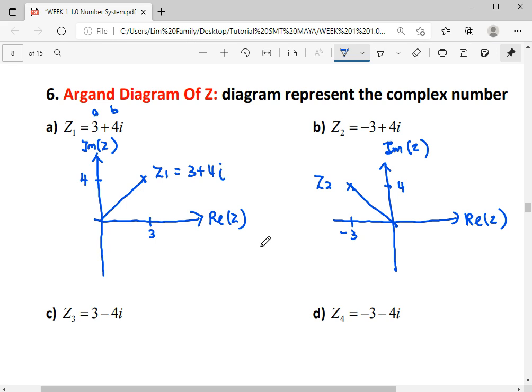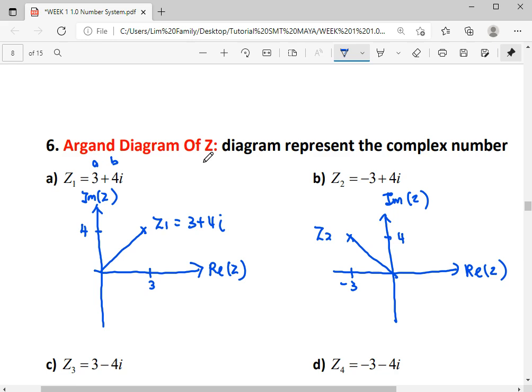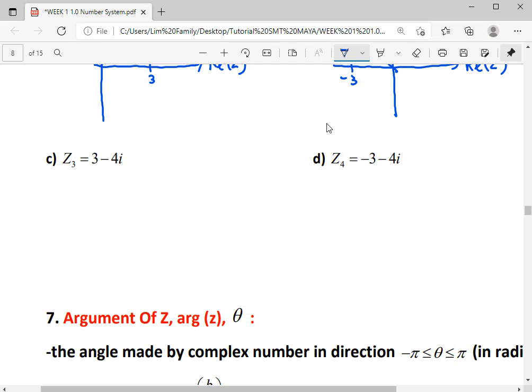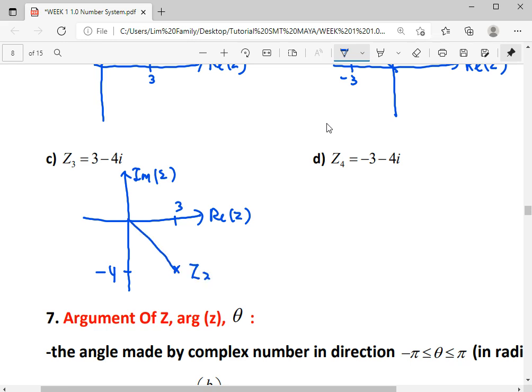For this section, we need our Argand diagram to find out the argument and everything. So it is important that you know how to draw your Argand diagram and locate the complex number. For complex number 3, it will be 3, negative 4, meaning 3 at the right hand side, real part. The imaginary part is negative. So this is my location for complex number 3, located in quadrant number 4.